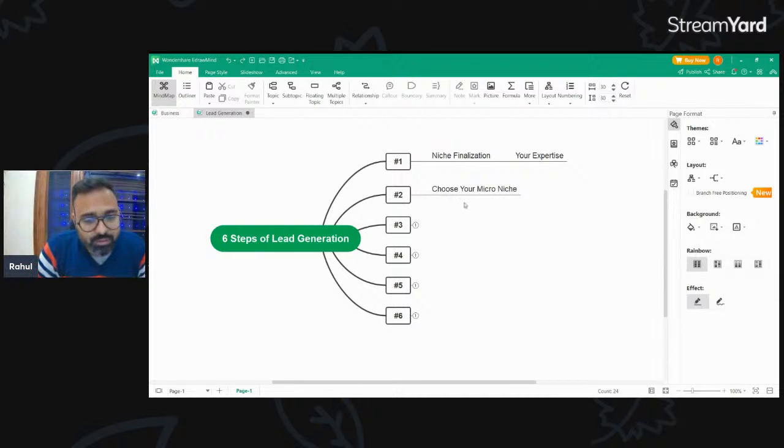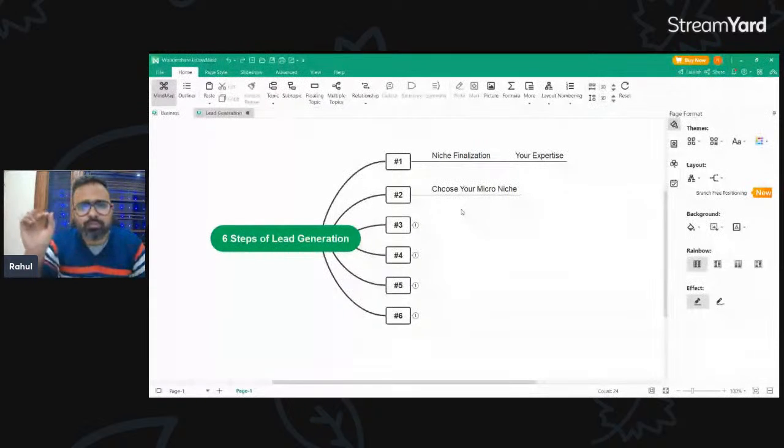The second thing to understand for lead generation is to choose your micro niche. First of all, once you've understood, okay, this is my expertise, and once you've finalized it, let's take another example. Let's say you are someone who understood the Facebook algorithm. You've been publishing on Facebook for many days now, and you understood how to get engagement on your videos, how to do Facebook lives, etc. Right? You are doing multiple things on Facebook.